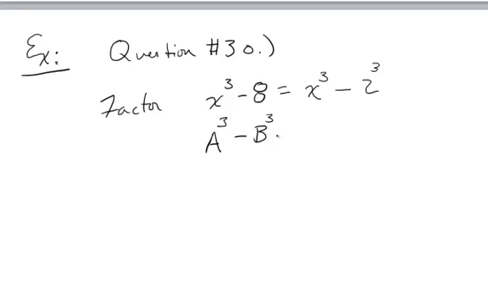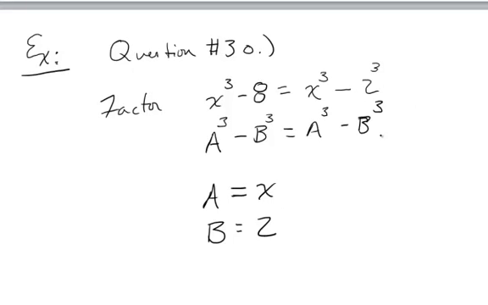So after we've written this, here we can simply identify what a and b are. So in this particular problem, x cubed minus 8, a is being played by x. And in this case, b is being played by not 8. Right? Notice that b is not 8. b is the number that's being cubed. In this case, b would be 2.